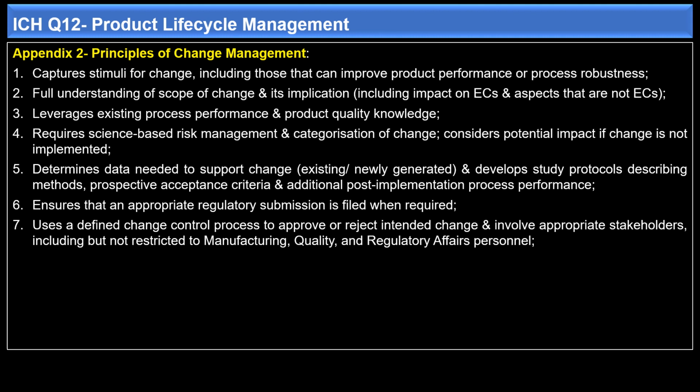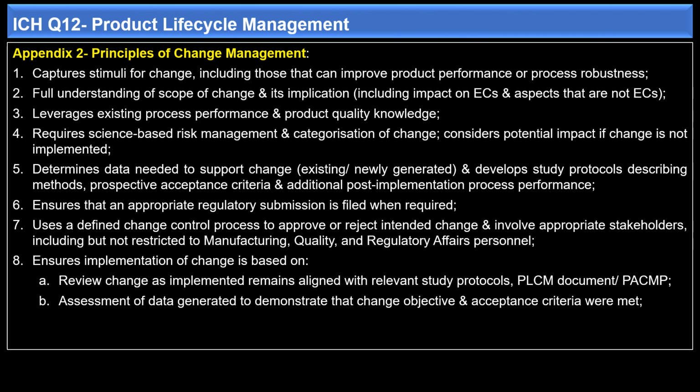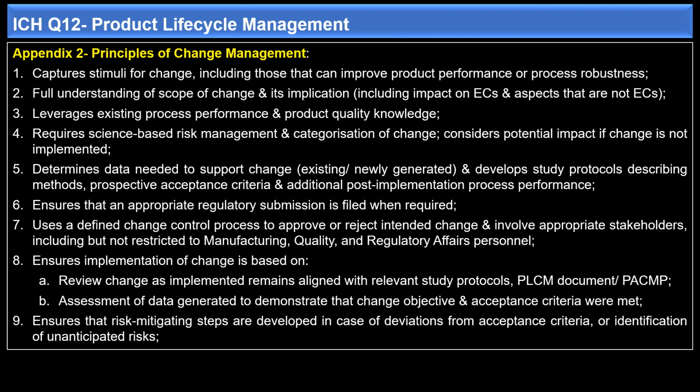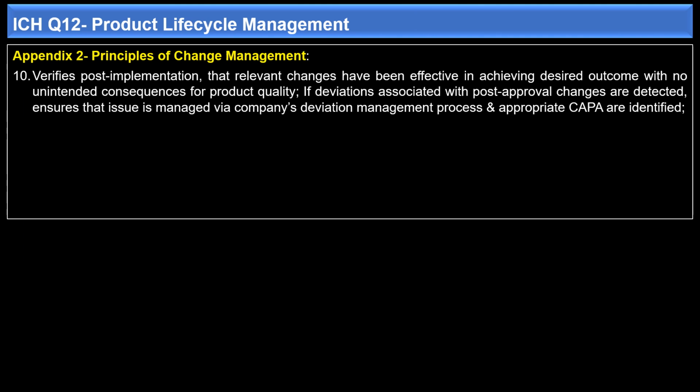Uses a defined change control process to approve or reject intended change. Ensures implementation of change is based on review of change as implementation remains aligned with relevant protocols and assessment of data generated to demonstrate that change objective and acceptance criteria are met. Ensures that risk mitigating steps are developed in case of deviation from acceptance criteria or identification of unanticipated changes. Verifies post-implementation the relevant changes have been effective in achieving desired outcome with no unintended consequence.